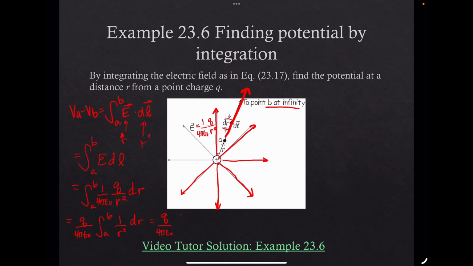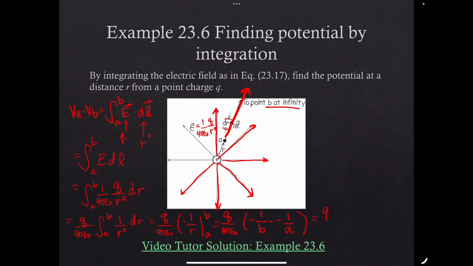Okay. The indefinite integral of 1 over R squared is just negative 1 over R. We're going to evaluate that from A to B. And what's A and what's B? Well, A is some point A, but B is infinity. So let's just keep that in mind. B is infinity. So that's going to be negative 1 over B minus a negative 1 over A.